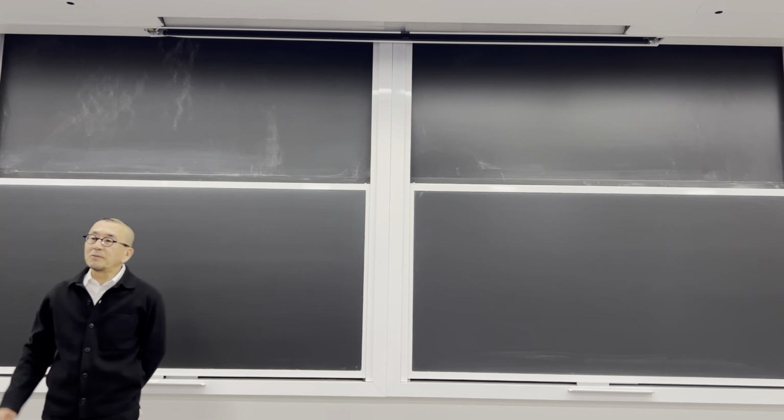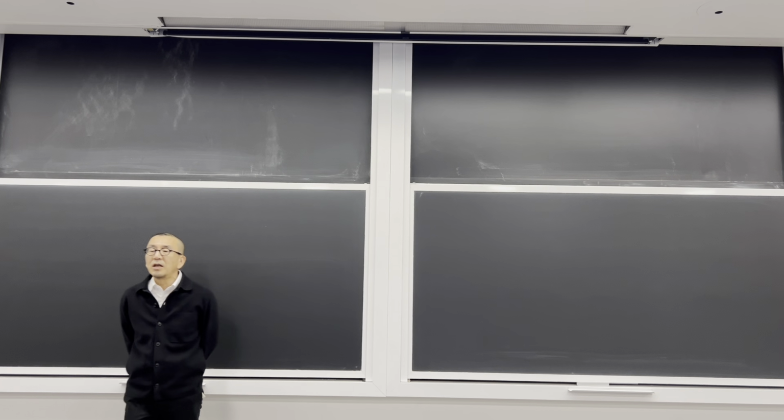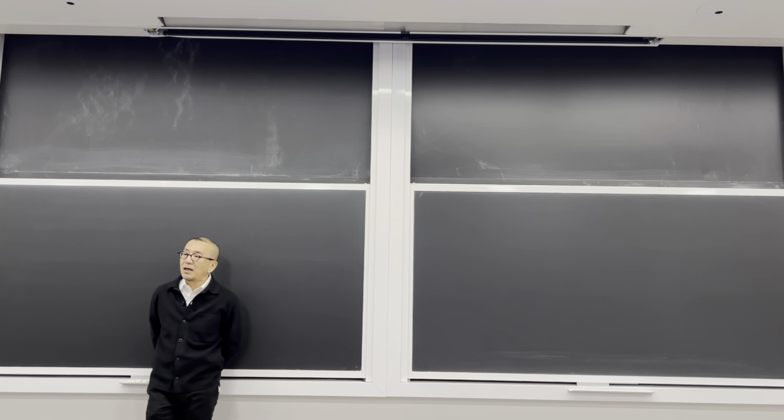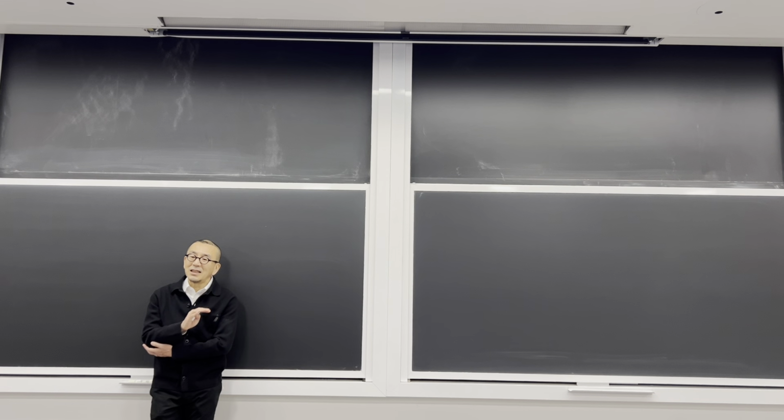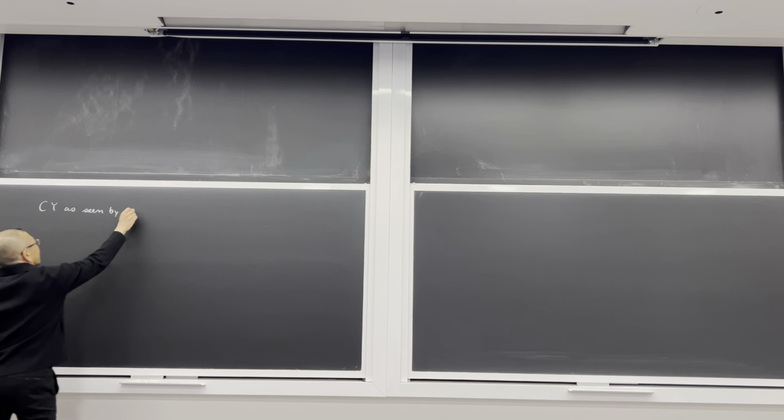Okay, so for the last couple of lectures, we have been discussing the geometry of Calabi-Yau manifolds from a classical mathematical point of view. From the physics perspective, that would be the geometry as seen by a point particle. But this is a course about string theory, so we need to see how Calabi-Yau manifolds are seen from the perspective of string theory. So, Calabi-Yau as seen by string theory.